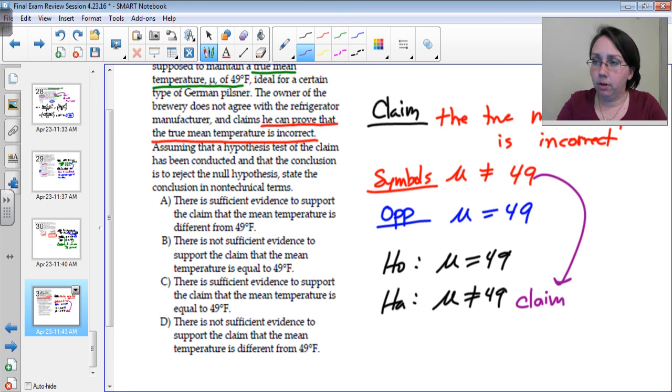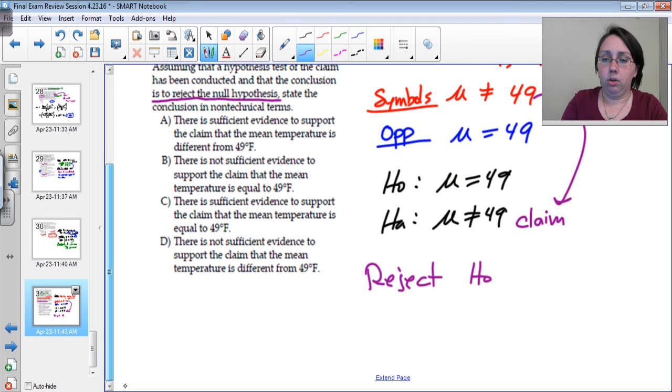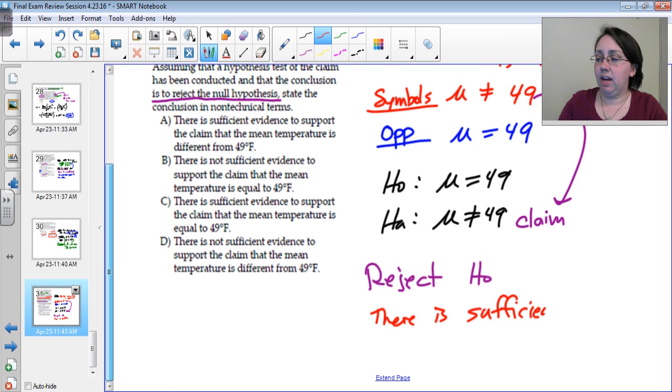Now, what did they say we do? Reject the null hypothesis. So if we reject the null, is there sufficient or insufficient evidence? So there is sufficient evidence. Let's go and cancel out the ones that can't be. Not sufficient. Okay, so we have two possibilities left. There's sufficient evidence to do what?